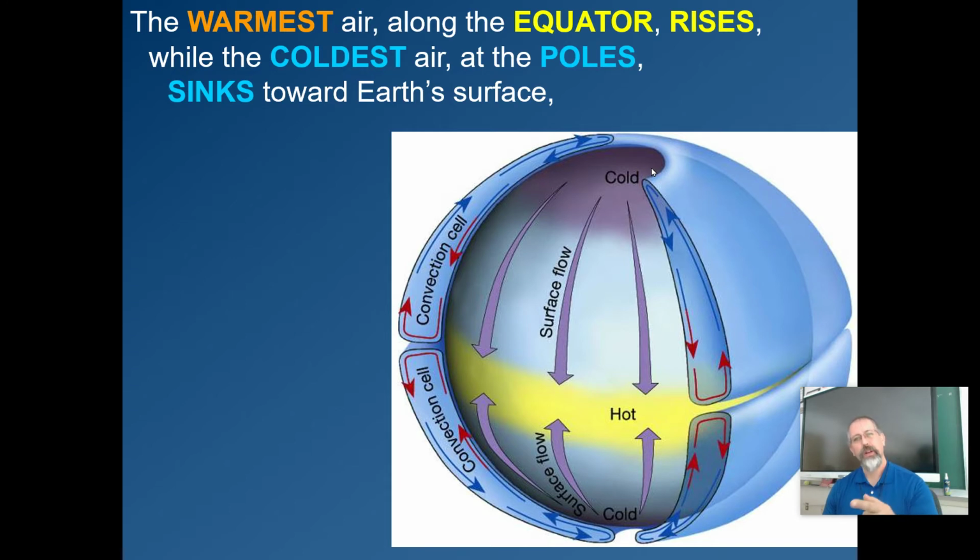As the cold air comes back toward the equator, it does warm up too. So it starts to rise long before it gets to the equator. So it's not quite that simple, but that's the concept. Warm air rises, cold air sinks, and it moves between those places.